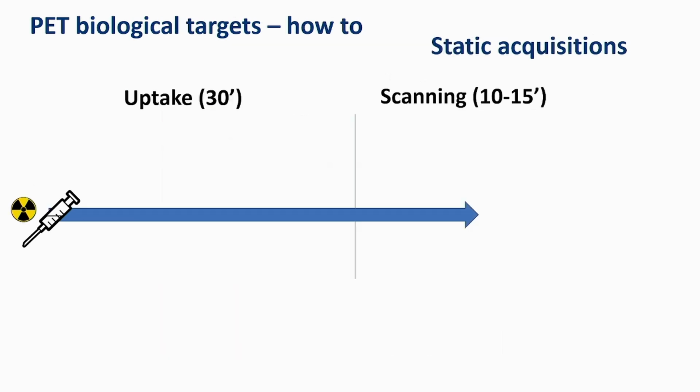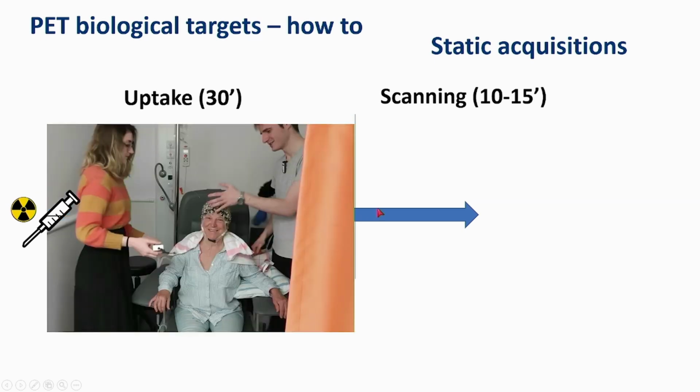For some tracers, however, things are a little bit easier, so you can have simplified acquisition protocols for what are called static acquisitions, which means that you inject when you are out of the scanner. This is an example of an injection room. Don't mind, there is an EEG on the head of this person, but it's not relevant.